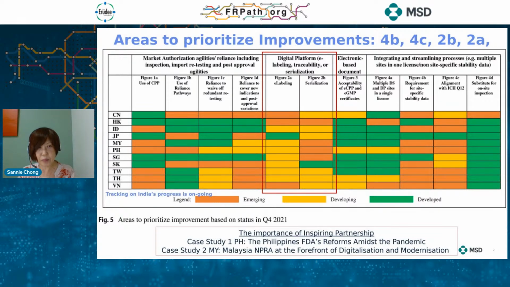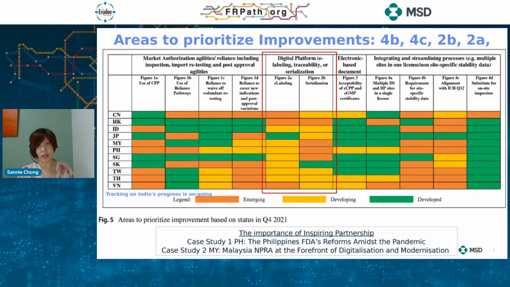And so for the Philippines, for example, in Q4 2021, if you look at the Philippines, you see that for reliance pathway, it was actually either emerging or developing. But as of today, I'm very pleased and very proud to announce that the Philippines FDA has now put in place a formal pathway, that is 1B is green, and in addition, a very formal reliance pathway for the post-approval variations, 1D. So both these two, they are now green.